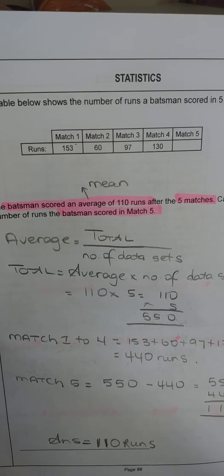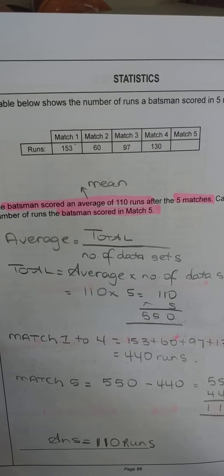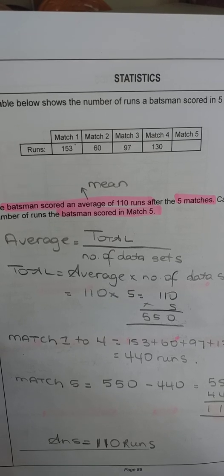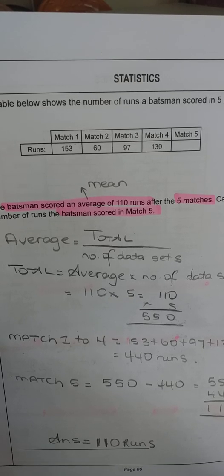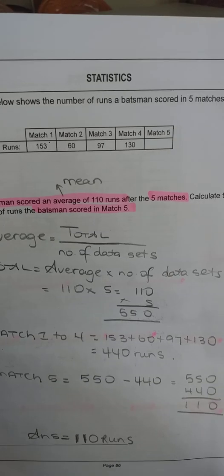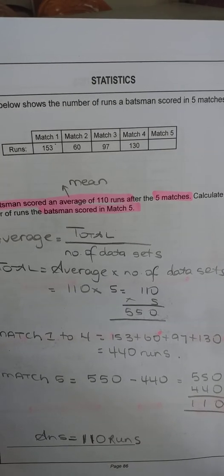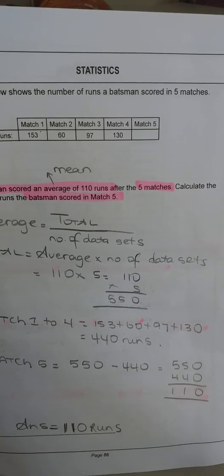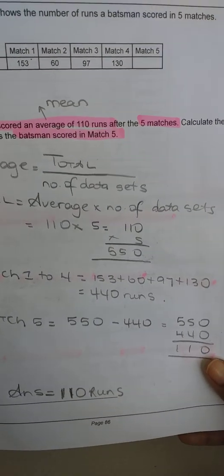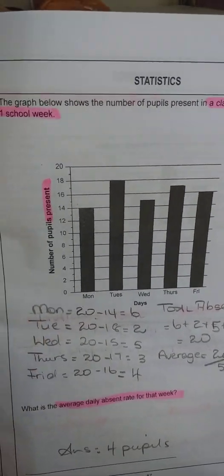We're still trying to work out for match 5. So now that we know the total for the 5 matches, we can work out for match 5. We add match 1 to 4. When we add that up, we get 440 runs. And to find for match 5, we take 550 minus 440, and we have 110 runs for match 5. Moving on to the next question.